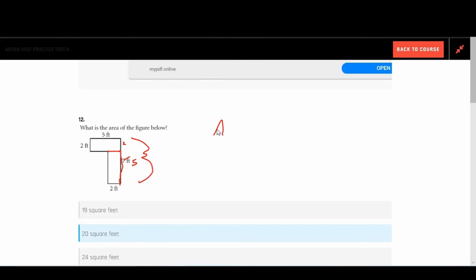Again, area is length times width. So this is going to be area 1 plus area 2. Area 1, as I said, is length times width, so 2 times 5. This one's also 2 by 5. This is 10 plus 10, which is just 20.